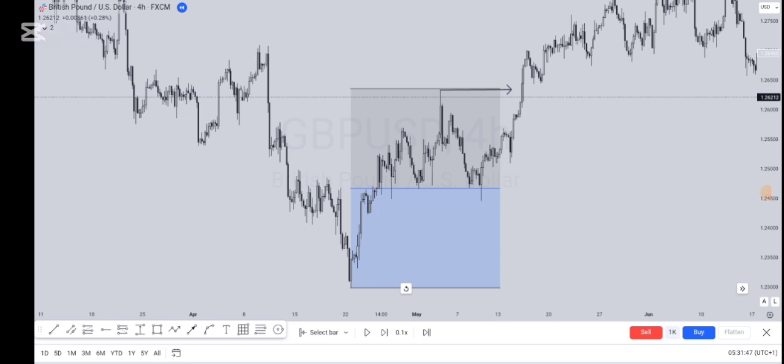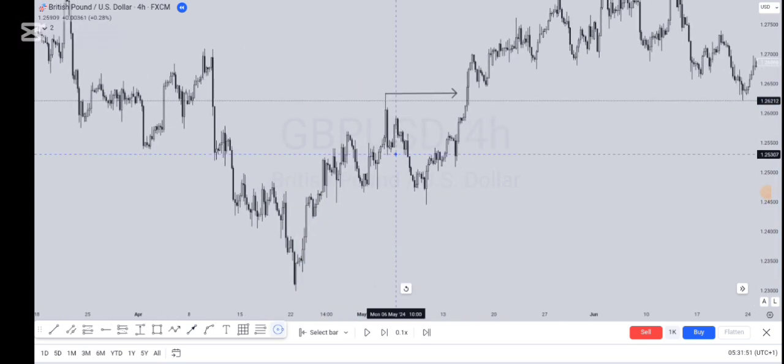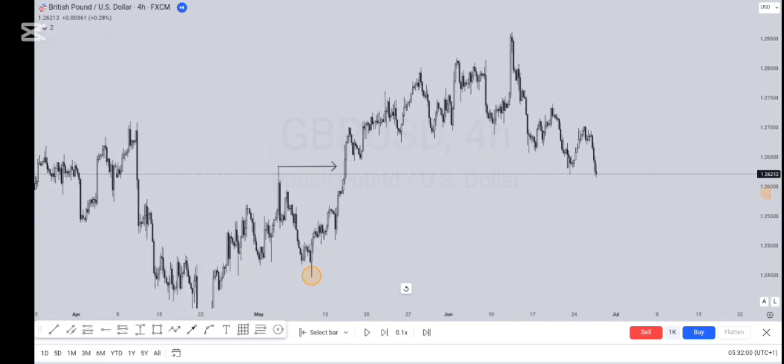So what are we going to do? We would take this tool, and this is our new higher low. You understand? So this is our next higher high, right?